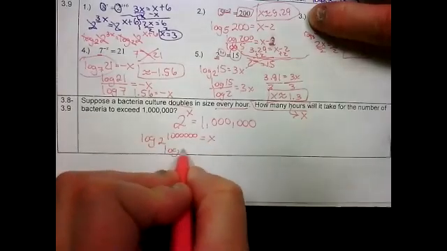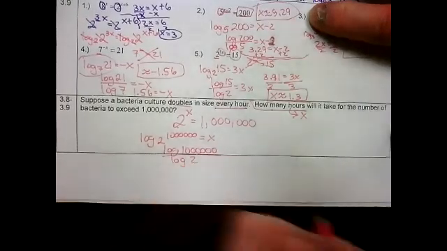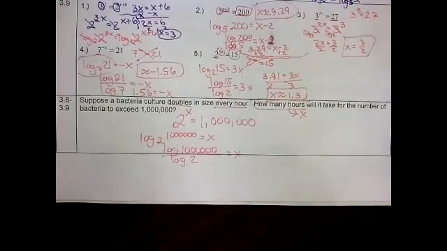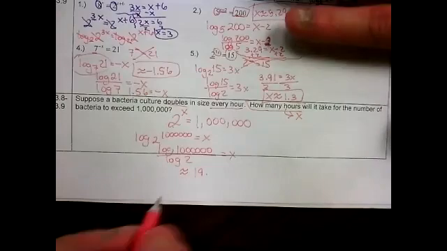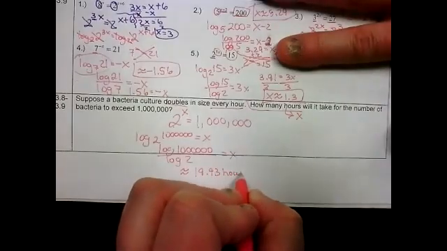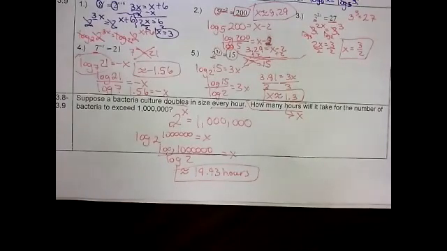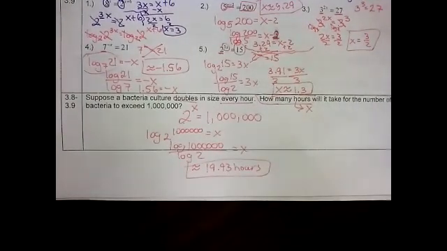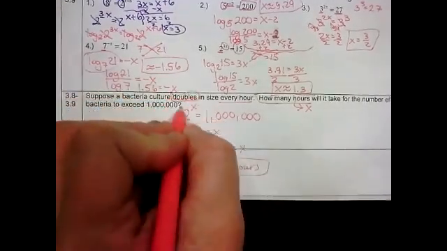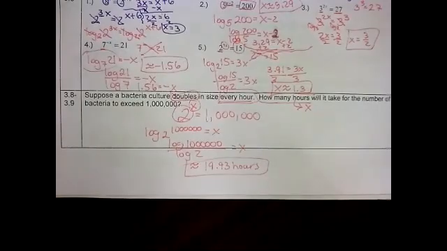Log, there's my base, and my 1 million and my x change places. Now I can use my change of base formula. When I do that, I get approximately 19.93 hours. So it doesn't take very long for those bacteria to really increase. You need to be sure that you know how to read this. It doubles in size every hour, that's where I got the 2 from, so it's 2 to the x power.